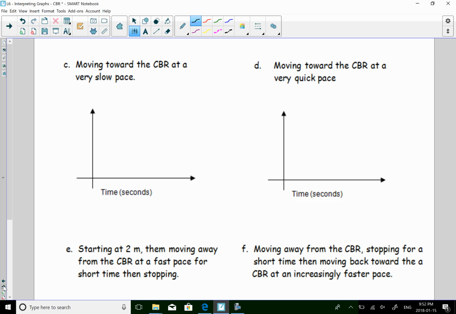Moving towards it. So if we're going towards it, our distance is going to go from a high distance, so we're like here and we're going towards it, so that means our distance is going to hit 0. A quicker pace will be steeper, so that means I'd be getting there faster in less time. So this time would be here less versus this time here, which takes longer.